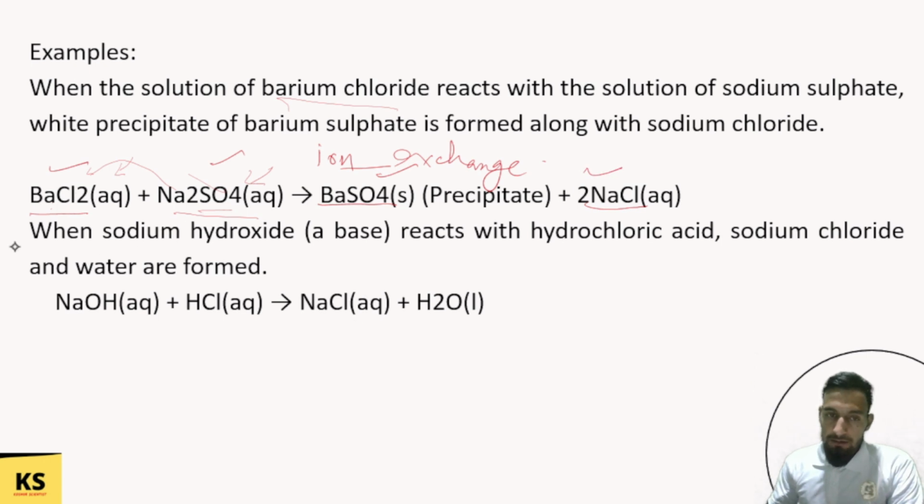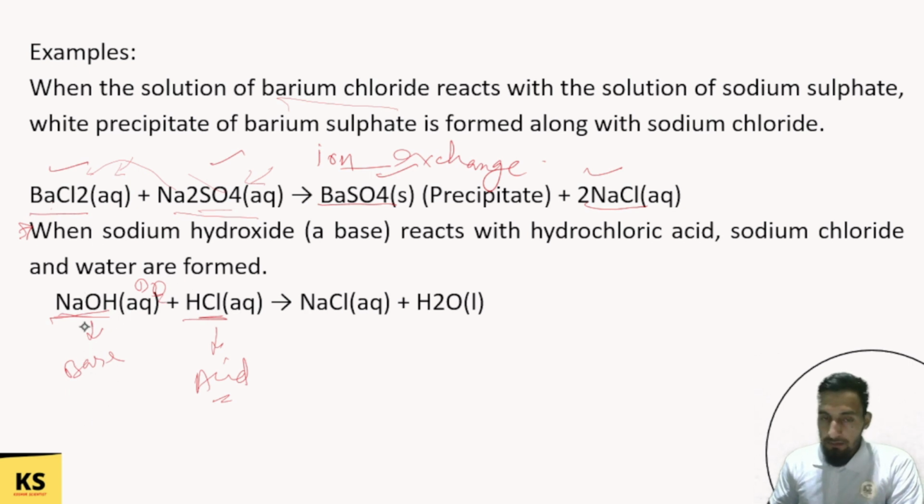When sodium hydroxide reacts with HCl, this is the second example. This is a type of neutralization reaction because sodium hydroxide is a base and HCl is an acid. We will be talking about this later also. Let us concentrate on double displacement here.